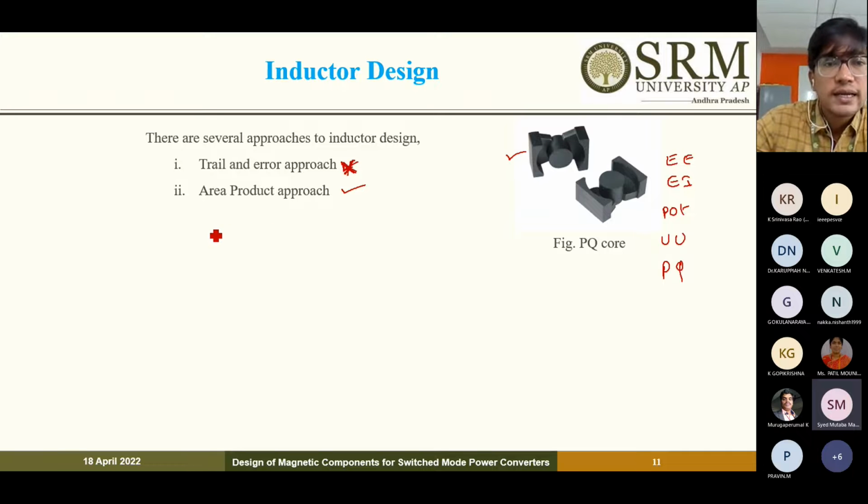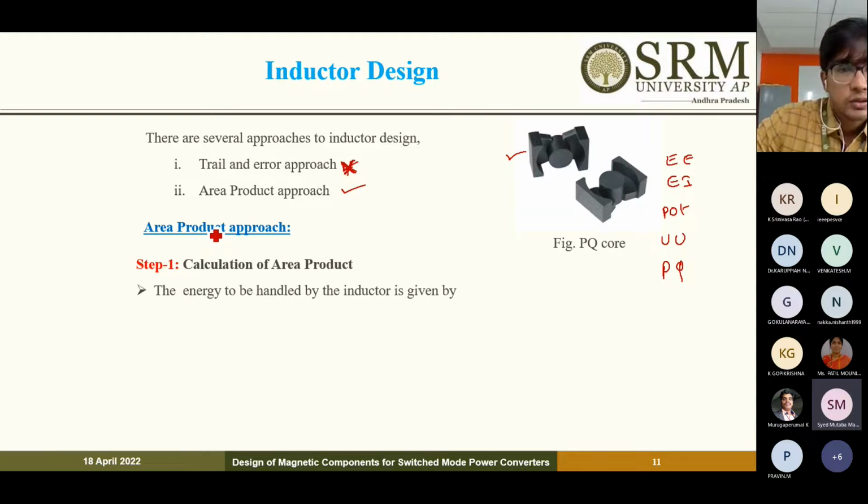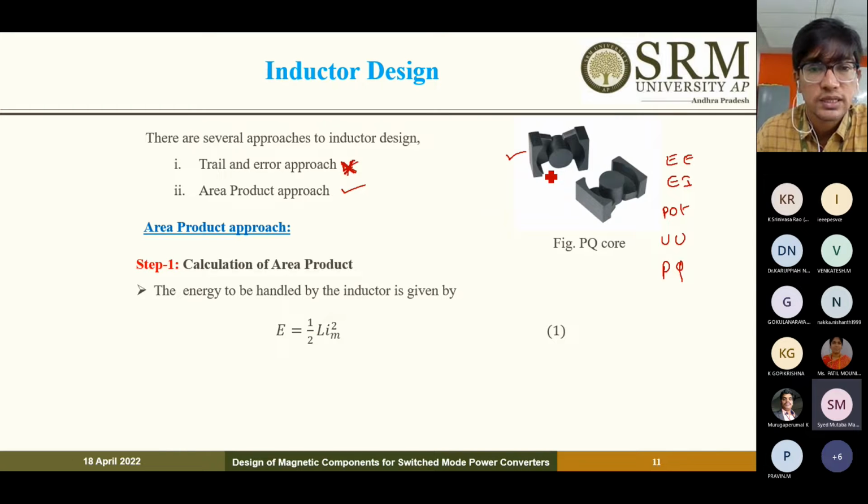In this, first we need to calculate the area product. How to calculate the area product? First of all, we need to know how much energy the inductor has to handle. How to calculate this? The energy will be the well-known expression, E equals half L Im squared. These are the two parameters which we have obtained from the design of the converter. This is the way to calculate the energy.